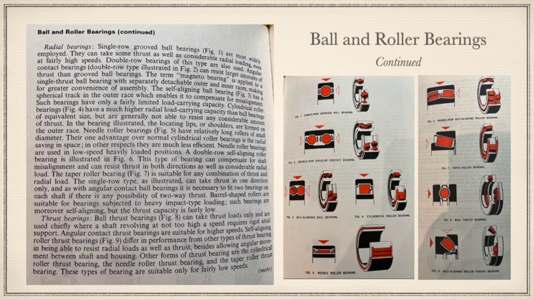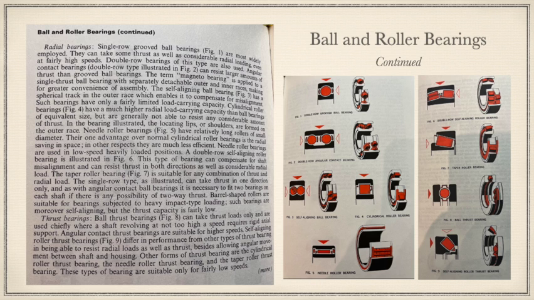This type of bearing can compensate for shaft misalignment and can resist thrust in both directions as well as considerable radial load. The taper roller bearing, seen in Figure 7, is suitable for any combination of thrust and radial load. The single row type, as illustrated, can take thrust in one direction only, and as with angular contact ball bearings, it is necessary to fit two bearings on each shaft if there's any possibility of two-way thrust. Barrel-shaped rollers are suitable for bearings subjected to heavy impact type loading. Such bearings are moreover self-aligning, but the thrust capacity is very low.